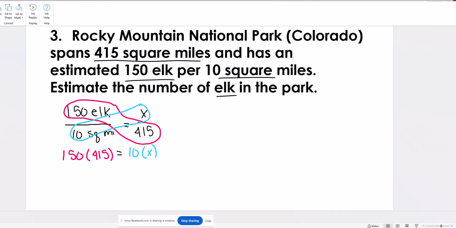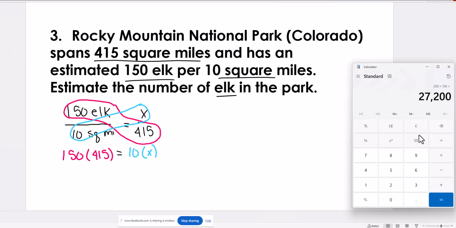I'm going to get my other color here. Now we're going to take 150 times 415 equals 62,250.